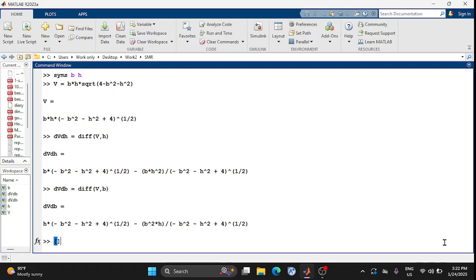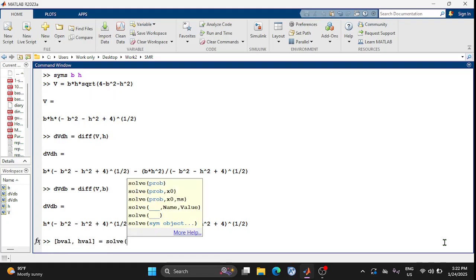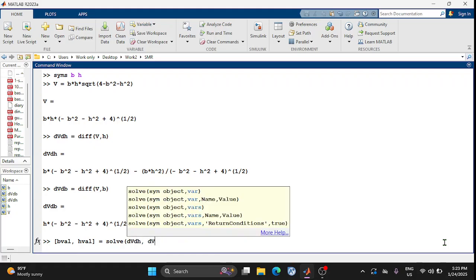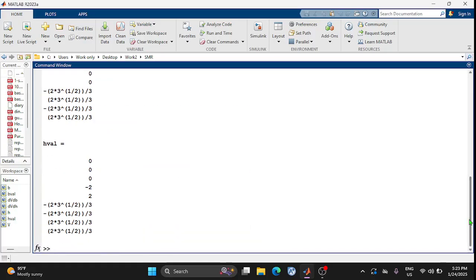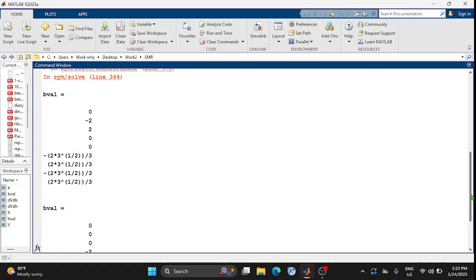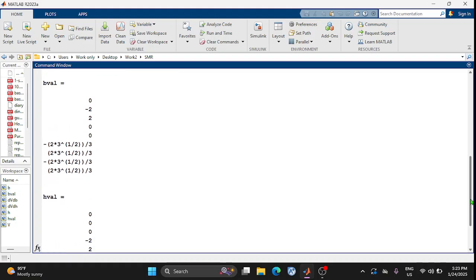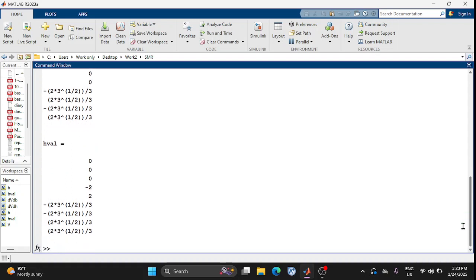To do that, let's assume two variables here: our B value, say bvar, and our H value, hvar. Having this, we solve by using the MATLAB inbuilt command solve. Our first equation, any of them will do: Vh, and then Vb. Since we have bvar coming before hvar, we solve for B first and H first. So we have these values of B and H. For bvar we have 0, minus 2, 2, minus in that order, and the hvar too, in that order.